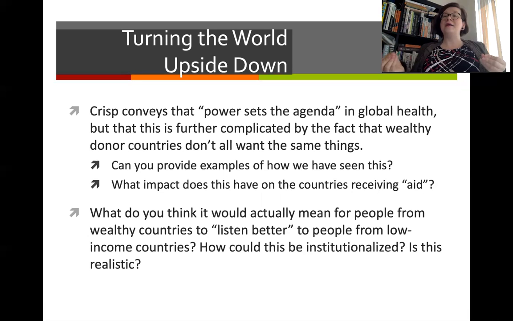And what impact does this have on the countries receiving aid if you have donor countries that have conflict over what their priorities are and ways in which they want their funding to be used for certain vertical programs? Further, what do you think it would actually mean for people from wealthy countries to listen better to people from low-income countries? How could this be institutionalized? And is this realistic?